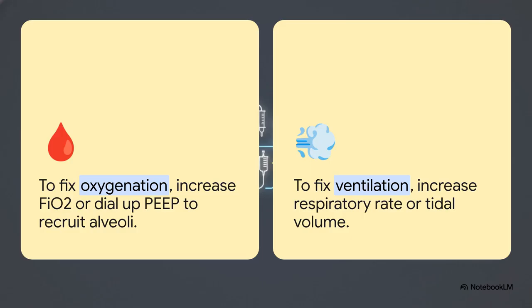To fix oxygenation, your PO2, you either increase FiO2 or prioritize increasing PEEP for alveolar recruitment to avoid oxygen toxicity. Conversely, hypercapnia reflects a ventilation deficit. To fix that, you need to increase minute ventilation by up-titrating either the respiratory rate or the tidal volume.